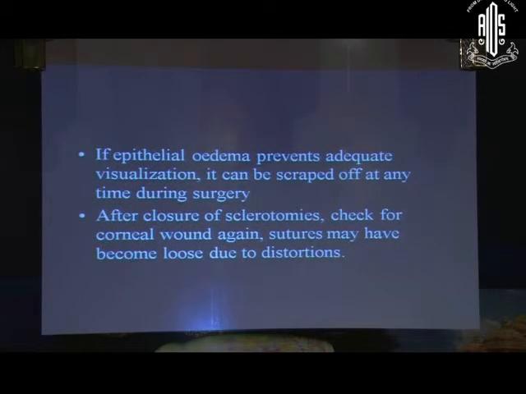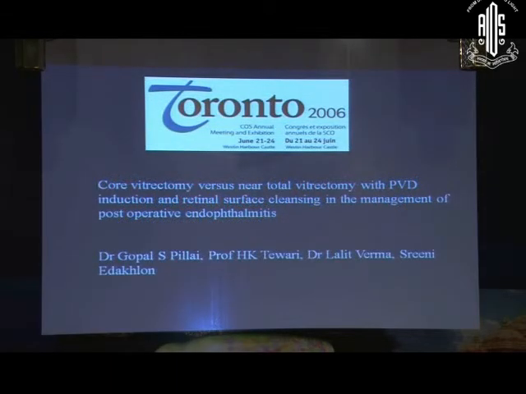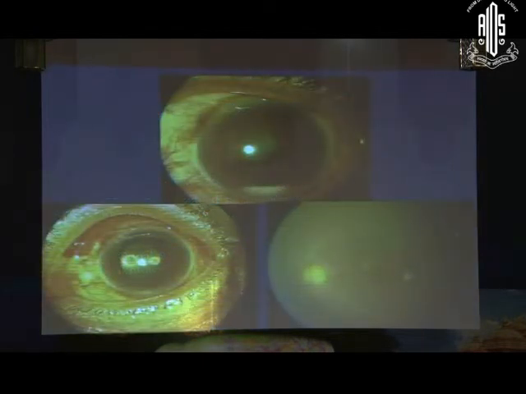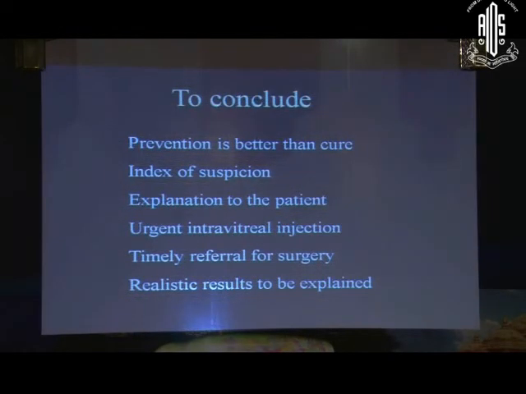Okay. And if epithelial edema prevents adequate visualization, the epithelium can be removed. After closure of the sclerotomy, check the corneal wound again, because sutures may have become loose or distorted. At the end of vitrectomy, an intravitreal antibiotic injection is given, 1/10 of the dose. Now core vitrectomy, near total vitrectomy, PVD induction and retinal surface cleansing is what I generally perform in most patients if possible. These are some of the results, and in this patient who had PL minus, this went up to 6/36 in that eye. But sometimes the media becomes clear but the results are bad.